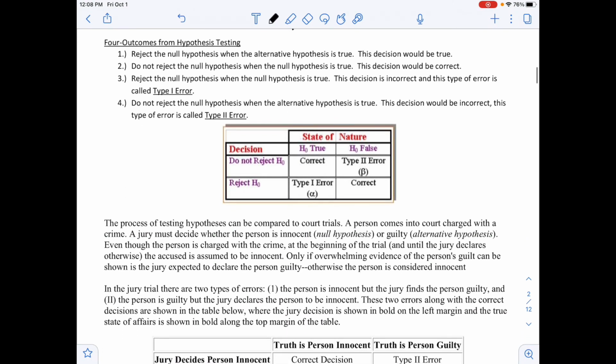So we have 4 outcomes for hypothesis testing. So we can reject the null hypothesis when the alternative hypothesis is true. And this is great. This decision is perfect.